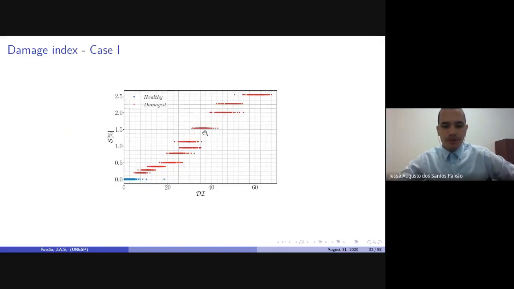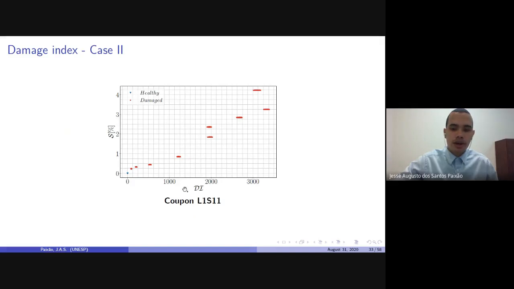After computing the Mahalanobis squared distance with the local damage index for each sensor, we computed the global damage index, which is represented in this graph for each delamination area measured. We can see that there is a trend between the damage index and the delamination area in percentage. As we increase the delamination area, there is an increase in the damage index also. And there is also a variation in each condition. The objective here is to use this data to train our Gaussian process regression model. We observed a similar pattern for the coupon L1 S11 in case 2.